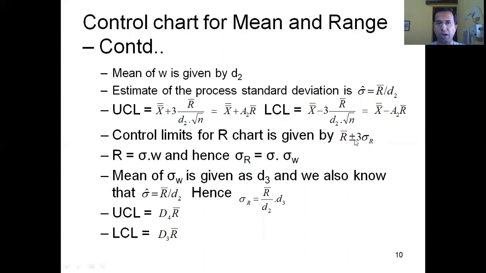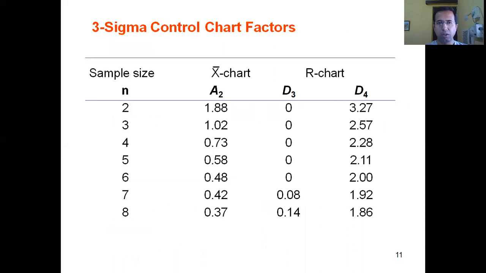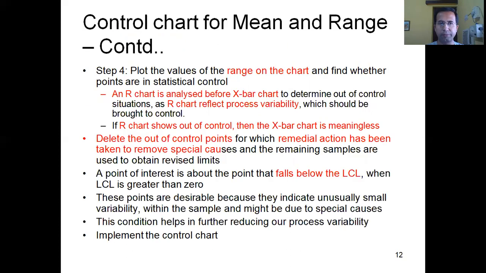Then you have control limits for the R chart. Remember, it is not the R bar chart, it is the R chart, where R bar represents average range and sigma R is given by this formula, D3 R bar by D2. Or further, it can be simplified as D4 and D3 R bar. These two values are also available in the standard table. For sample size up to 8, A2, D3 and D4 values are given over here.